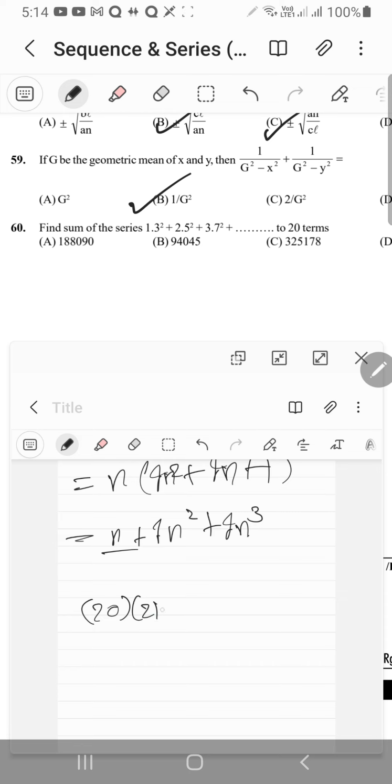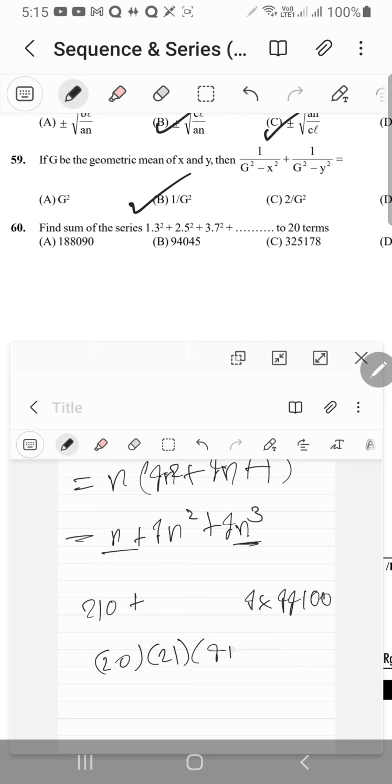20 into 21 upon 2, which is basically 210. So this thing is 210. Then this guy is 210 squared, which is 441. 400 plus 40 plus 1, which is 441, 100. That times 4. Why? I don't know. 44100. Why this bad number? Okay, sum of n squared, which is 20 into 21 into 41 upon 6.